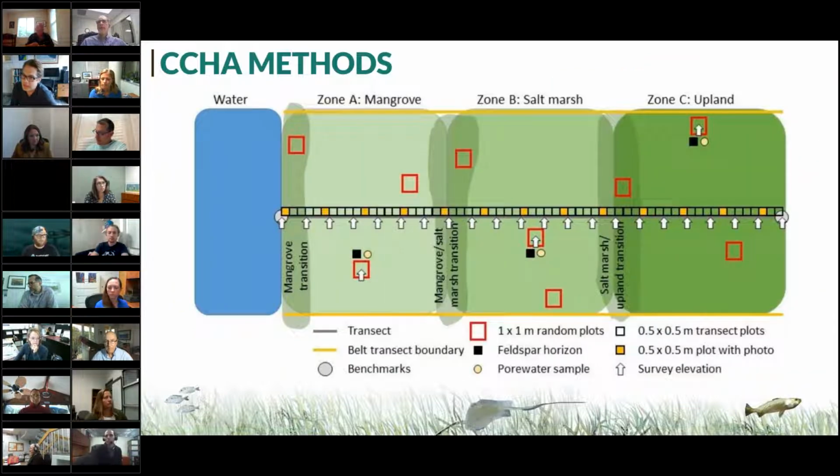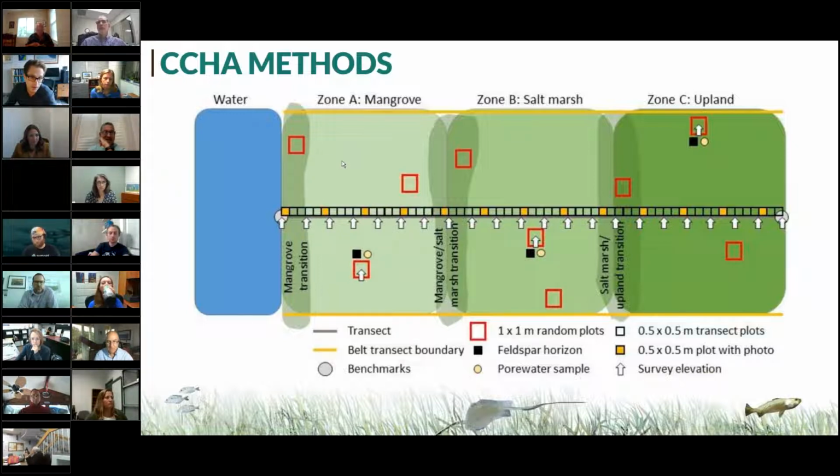The current design of each one of these sites is basically a transect. So the transect runs from the shoreline all the way up to the uplands. This is just sort of a mock-up of what that transect might look like at one of these sites. And along the transect, we're taking these quadrat samples every half a meter. So these solid black boxes show the vegetation surveys. And then these larger red boxes are the tree surveys that are also done.